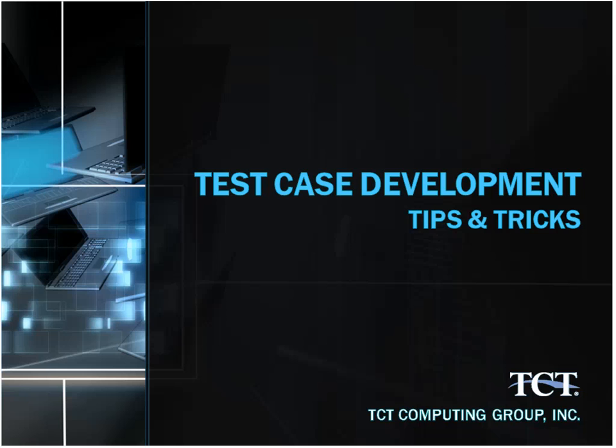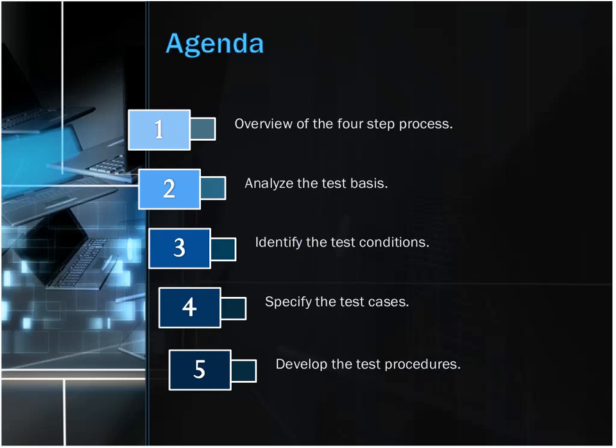Thank you, and welcome everyone. Before we get started, I'd like to first go over our agenda for the next 20 minutes. That agenda is to give you an overview and some things to think about before we actually go through the individual four-step process. And then we'll go through each of the 4 steps. The first step is to analyze the test basis. Second step is to identify the test conditions. Then we'll specify those test cases, and finally develop test procedures. So as you can see, we have some definition things to go through, as well as what each of those steps constitutes.